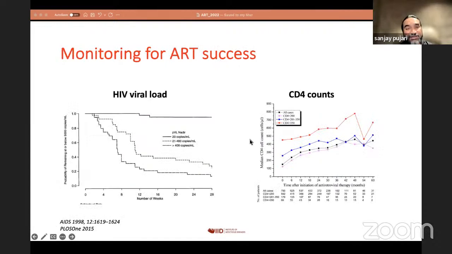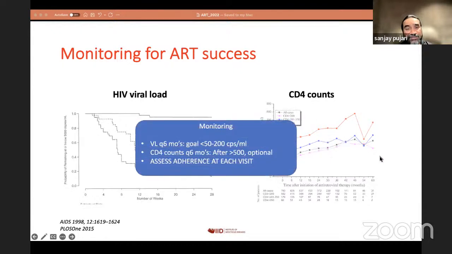Once you start somebody on antiretroviral treatment, you need to monitor them for success. We need to look at viral load, and we need to achieve an undetectable viral load by 6 months of initiation of ART. That, of course, you would also see an improvement in the CD4 counts that has to be monitored. So this is the current monitoring schedule recommended. You do a viral load at 6 months, and the goal is less than 50 to 200 copies, and then you can follow up the viral load every 6 months or once a year at least.